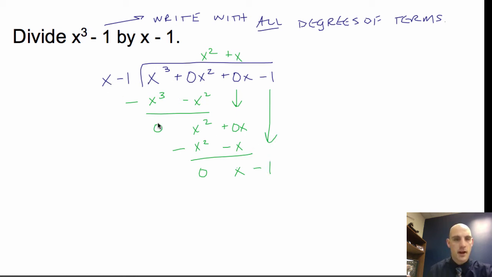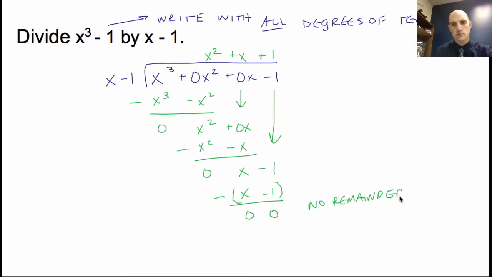So what do I have to multiply x by to get x? It's 1. So 1 times x would be x. 1 times minus 1 would be minus 1. And when I subtract, I get 0 and 0. So no remainder here. And this is good, no remainder. So it divides evenly in. This is perfect, perfect situation.